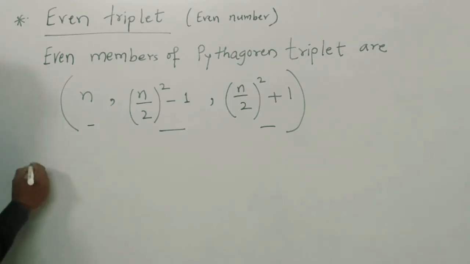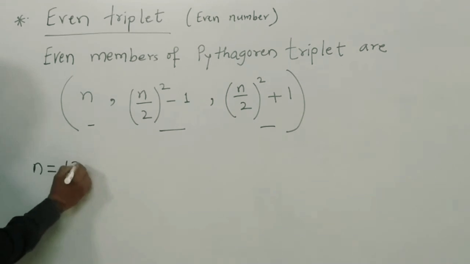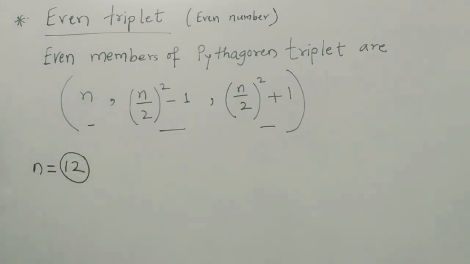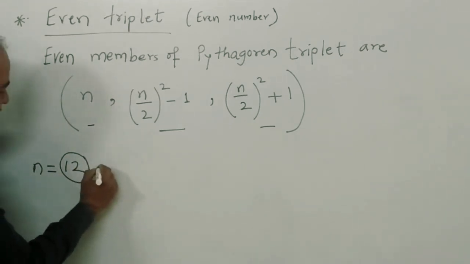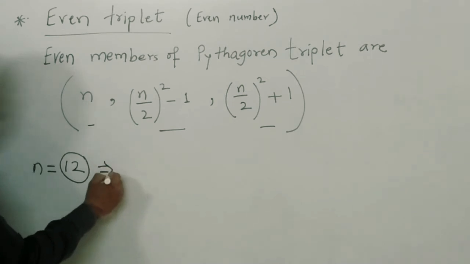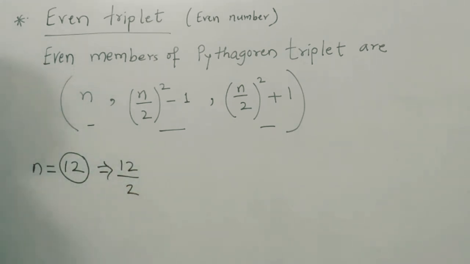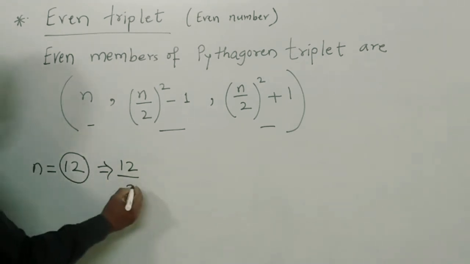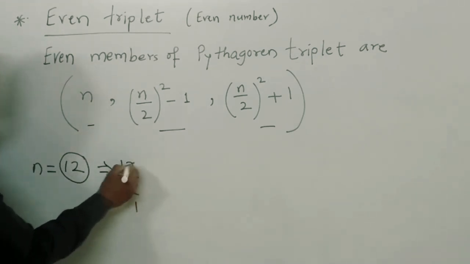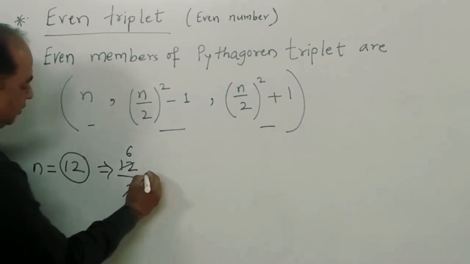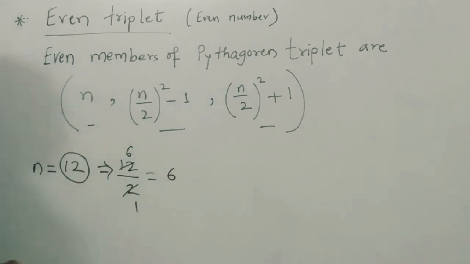One more example, an even number. Let n be equal to 12. So let us consider the even number 12 as one element of the triplet. Now the first step is to divide this 12 by 2, half. So 12 upon 2: 2 1s are 2, 2 6s are 12, so it is equal to 6.